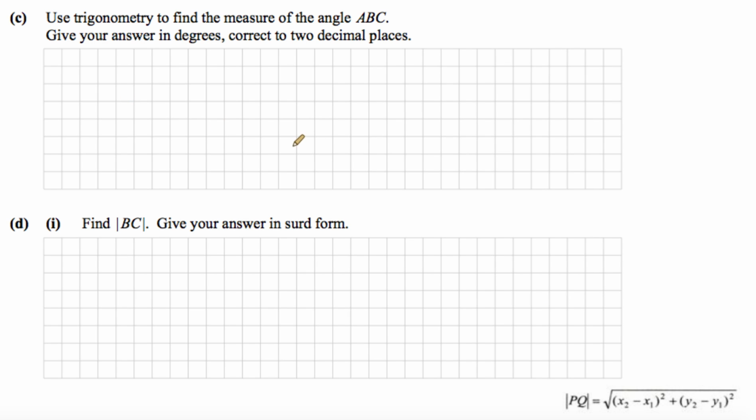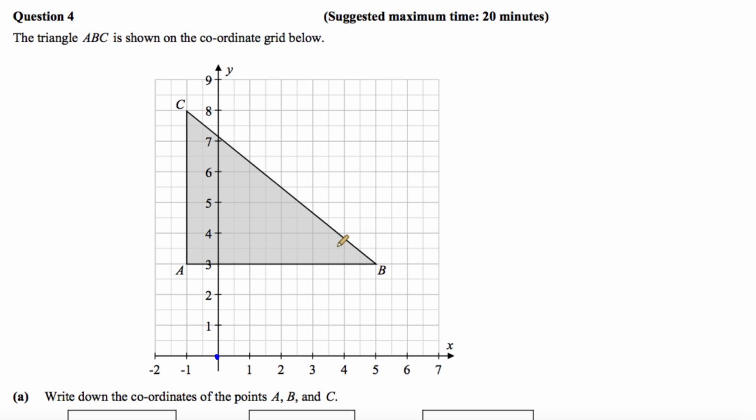So part C says use trigonometry to find the measure of the angle ABC. Give your answer in degrees, correct to 2 decimal places. Okay, so the measure of the angle ABC. If we go back and have a look, the angle ABC is this angle here. So we need to know the measure of that angle. Well, let's just mark it. That's the angle ABC.